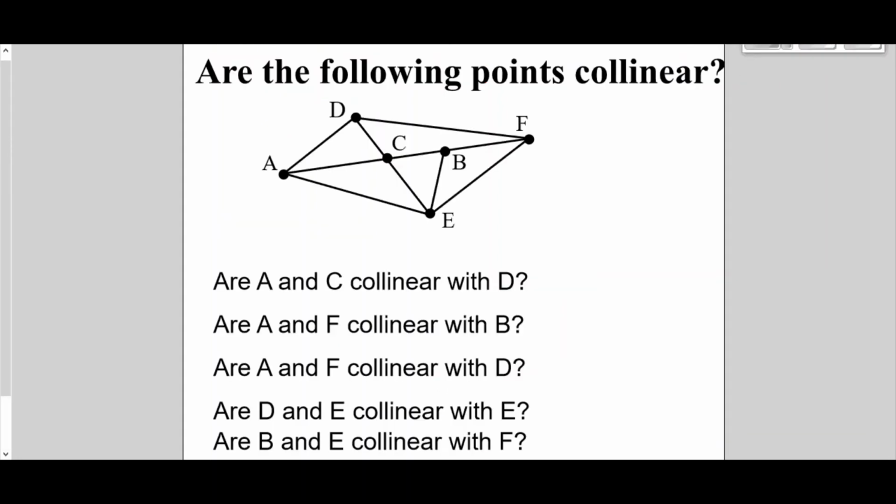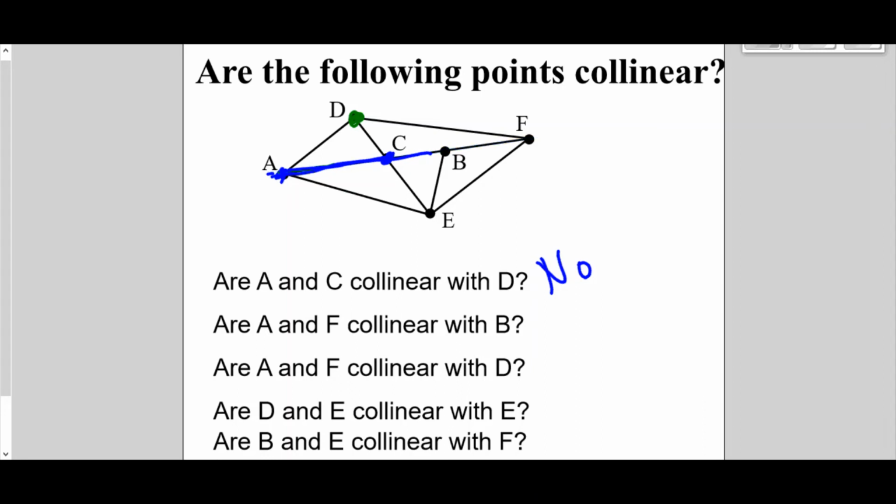So are the following points collinear? In this example, I gave you 2 points, and I just want to know if they're collinear with the 3rd point that I gave you. Remember, collinear means they lie on the same line. So here's A and C. Is that collinear with D? So here's D. Well, I can connect A and C with a straight line, but I'd have to curve that line up to go to D. So A and C are on the same line, but D is not. So the answer here is no, because D is not on this line right here.